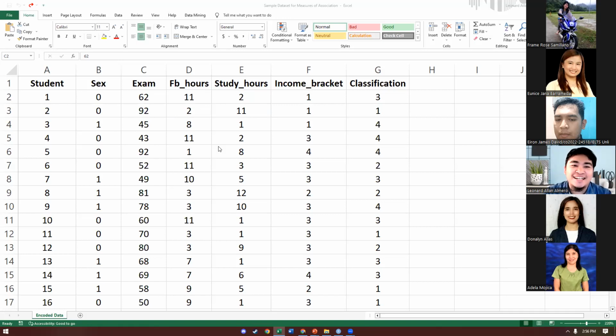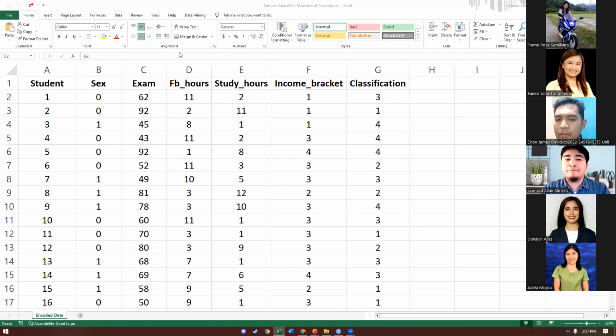Okay. Next po, how about FB hours at saka study hours? Anong level po yan? Okay. Ratio po yan. Kasi pag sinabi mong 0, ibig sabihin, hindi ka nagpa-Facebook. Pag sinabi mong 0 sa study hours, hindi ka nag-aaral. You have no study hours. So, you have an absolute 0 in FB hours and study hours.